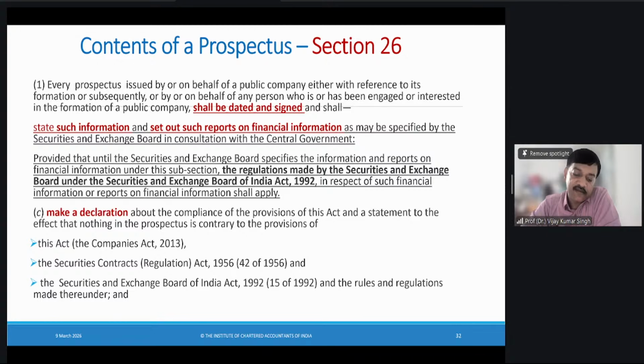Previously, this power was with central government. So SEBI came in 1992. So they already had the regulations in place for dealing with prospectuses and everything. But when section 26 provided that, okay, fine, SEBI will provide details with reference to central government, this proviso gave a time period to SEBI. Okay, fine, till the time you come up with a specific regulation under section 26, whatever regulation you have framed with reference to prospectuses will be applicable. This is the meaning of that proviso. I hope that you got the understanding. Oh, yes, sir, understood. Yes.